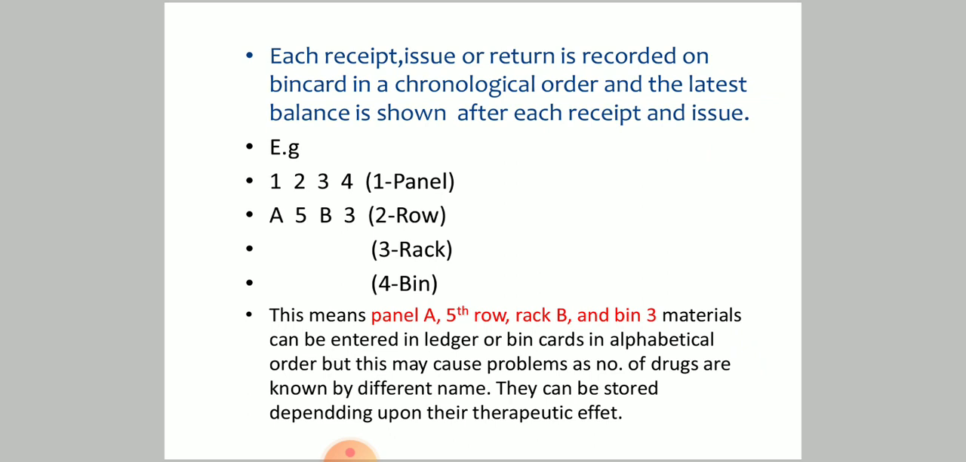You can see an example here, where the location is designated as panel, row, rack or bin. If we say A5B3, it means panel A, fifth row, rack 5B, and bin 3.